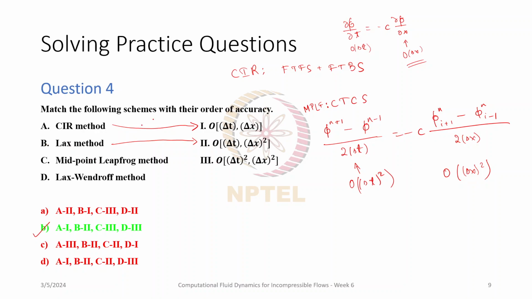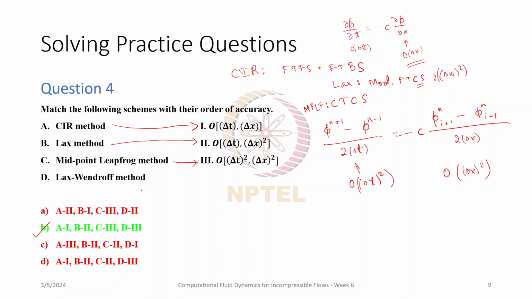And I'll explain this one as well. So the Lax method is basically a modification of FTCS. So since it's CS, central in space, that's why it's second order accurate in space. That is the logic behind it.